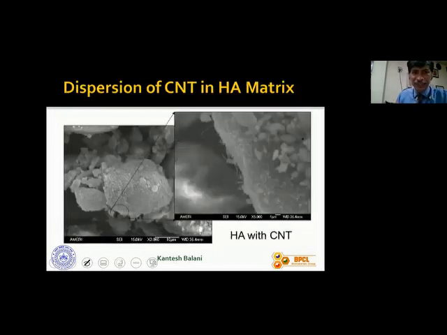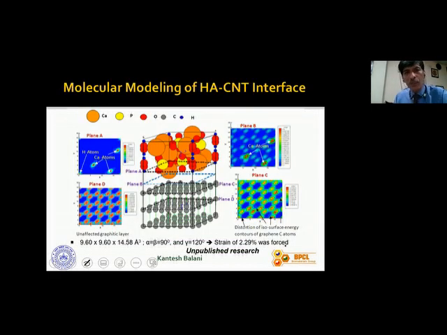And this is how the CNTs are well dispersed in hydroxyapatite matrix. I don't need a separate treatment for dispersing carbon nanotube. I don't have to functionalize them. And they're automatically getting dispersed on hydroxyapatite surface. We also have carried out molecular modeling, and it tells that CNTs automatically tend to disperse because of the bonding with surface calcium atoms which are there on hydroxyapatite. And this is still unpublished, but this is how we are able to attribute the dispersion of carbon nanotube without any functionalization.